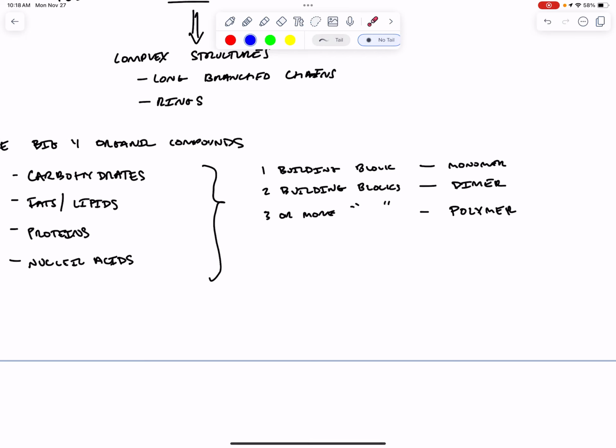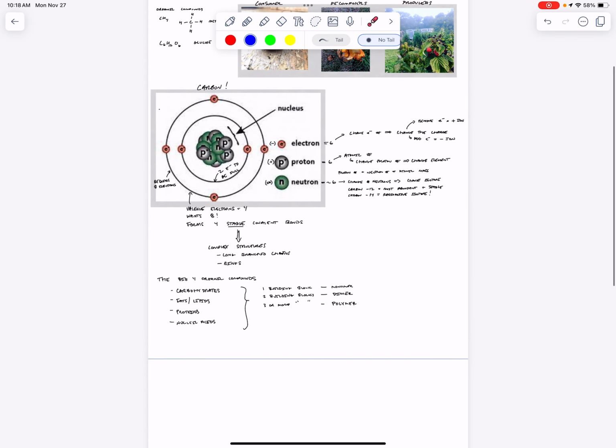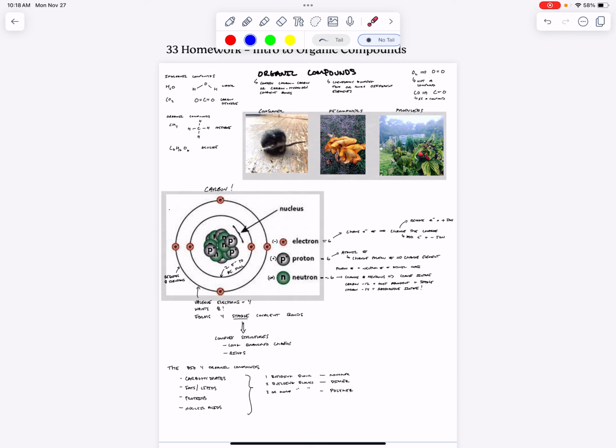So we're going to talk about the names and structures of dimers, monomers, and polymers of all these big 4 different types of organic compounds in the weeks ahead. And we're going to build a lot of them. And we're going to talk about the relationship between their structures and the functions that they play in living things.